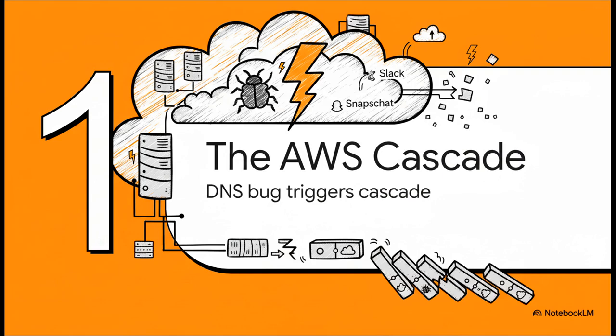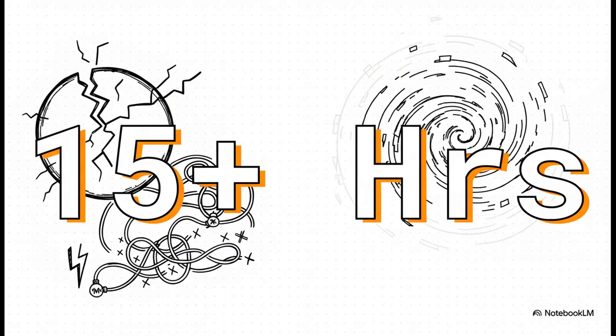We are starting with giant Amazon Web Services, or AWS. This is the cloud infrastructure that powers a massive chunk of the internet. We're talking services you probably use every single day, like Slack and Snapchat. So when AWS has a bad day, pretty much everyone has a bad day. And this was a very bad day.